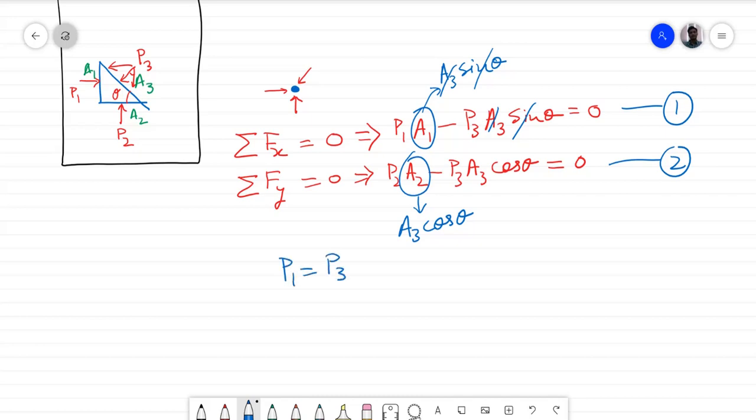P1 equal to P3. Similarly, from 2 we get P2 equal to P3. So this means that P1, P2 and P3 are all equal, and we chose an arbitrary angle. So it means that all the pressures in all the directions are same, whatever theta you take. So at a point, the stress state in static condition is isotropic.